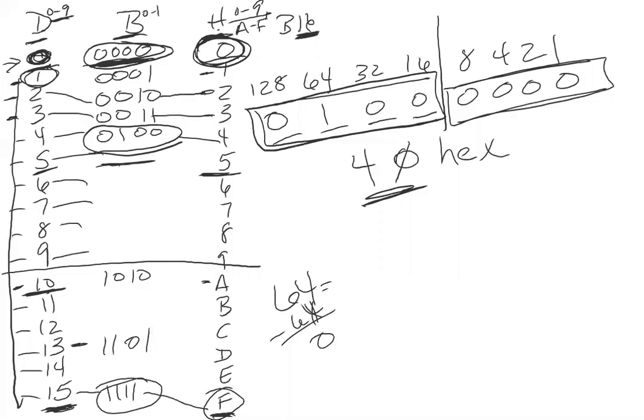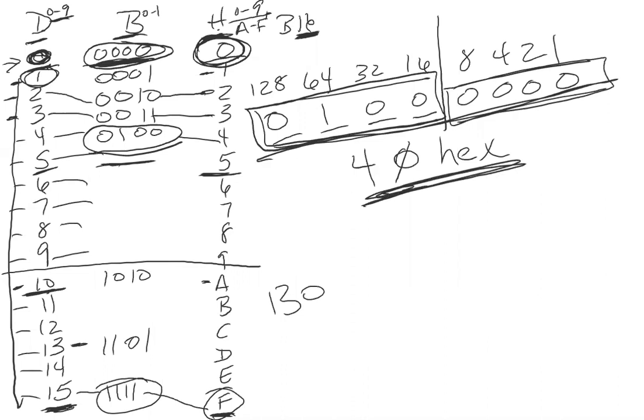Okay, now let's convert something a bit higher. Let's go ahead and do 130. How do we convert 130 to hex? Well, the same situation: we're going to convert 130 into binary, and then we convert it to hex like this.